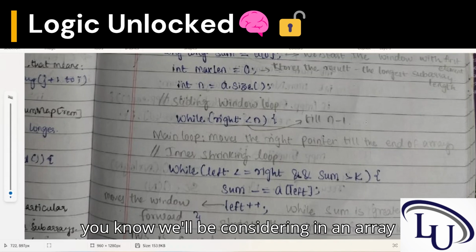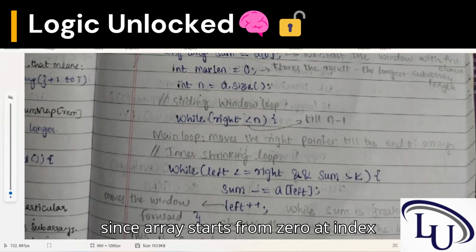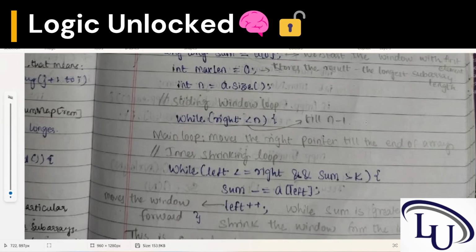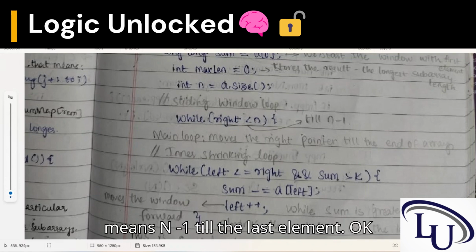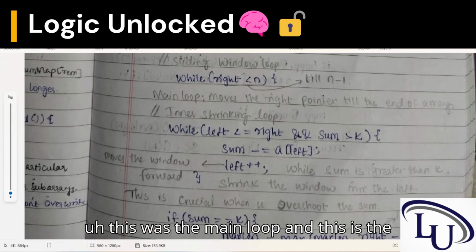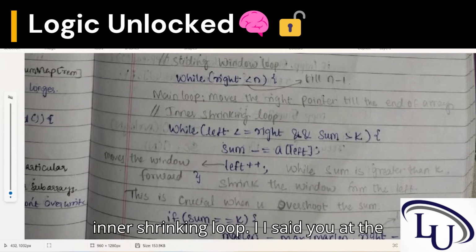As you know, in an array, since the array starts from the 0th index, 0, 1, 2, 3 till n minus 1, here we'll be going less than n, that means n minus 1, till the last element. Okay. This was the main loop, and this is the inner shrinking loop.